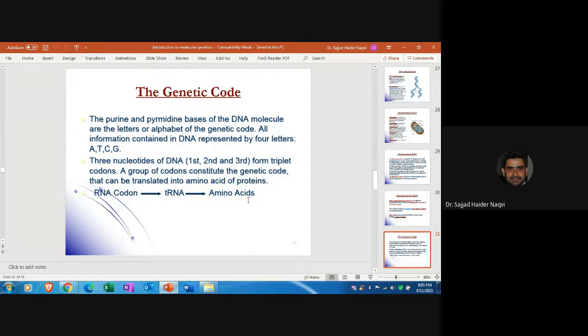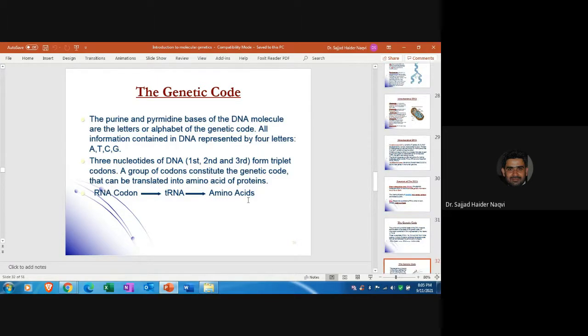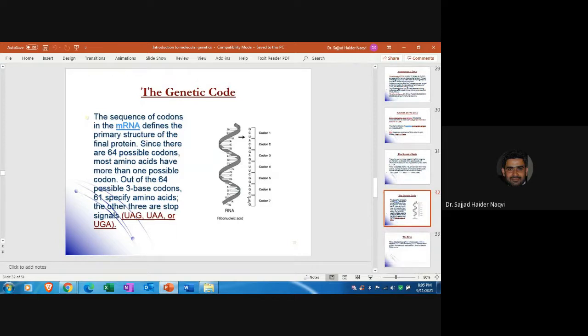So you have a genetic codon on the DNA. From that genetic codon, there is another codon made on the RNA, which is mRNA. From mRNA, it goes to the tRNA, that is the transfer RNA, and then the tRNA will bring about that particular amino acid. So every codon is specific for an amino acid, and that's how protein synthesis takes place.